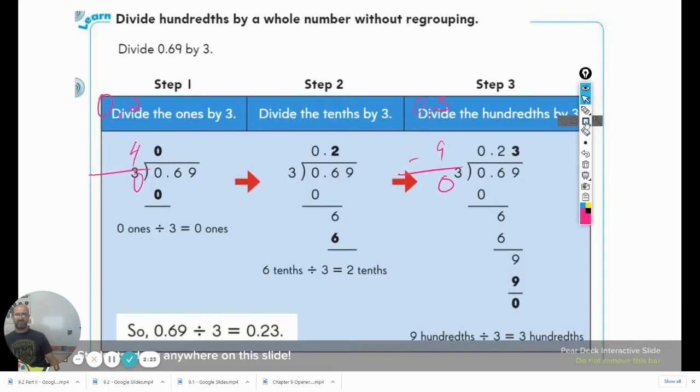If you're doing hundredths, it's the exact same thing. You're just doing that extra step like you would in any other long division problem. Okay, pause, read through this, and then we'll go on. You can read this. You don't need me to read it.